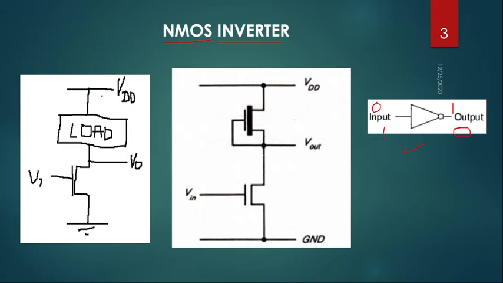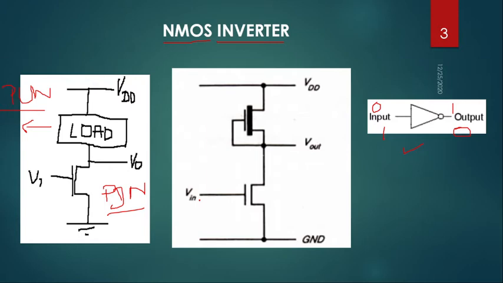So here the VDD is connected to the load. Basically the load is the pull-up network, and the enhancement type NMOS is the pull down network. So NMOS inverter means both pull up network and pull down network should be of NMOS type. So here this NMOS inverter is considered where the load is the depletion type NMOS transistor, and this driving transistor is the enhancement NMOS transistor.